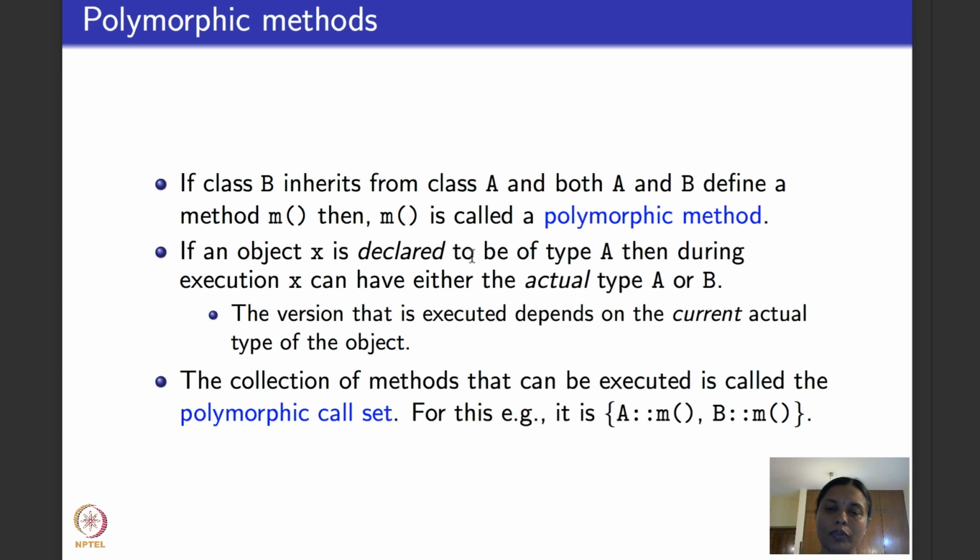So what happens now with polymorphic methods? Suppose there is an object X that is declared to be of type A. Then during execution, because B inherits from A, the actual type can be A or B. Whichever type it takes is completely dependent on the execution that happens. This collection of methods, which are polymorphic, that can be executed when an object of a particular type is called is a polymorphic call set. For example, in this case where there are two classes A and B and both define a method M, the polymorphic call set is M as it occurs in class A and M as it occurs in class B.